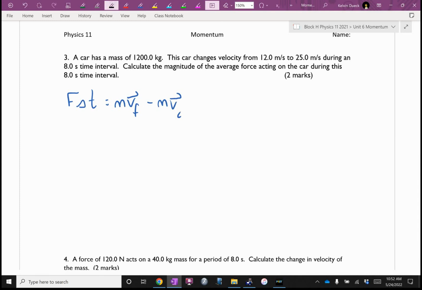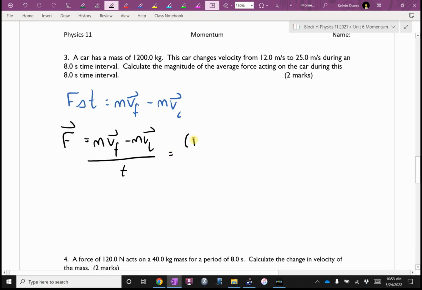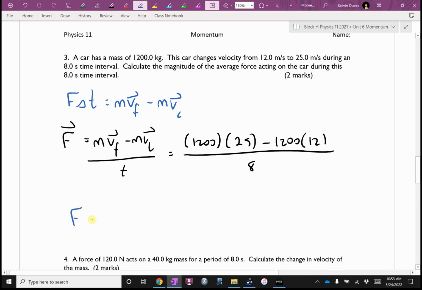Because then I was able to say, you know what? The force is going to be mv final minus mv initial all over T. By the way, if you look really closely, you can see this is F equals ma in disguise, except instead of A, I did Vf minus Vi over T, which, oh yeah, that was acceleration. So it's just a time saver. It's going to be 1200 times 25 minus 1200 times 12 divided by 8. They just wanted the magnitude, not the direction, so okay.